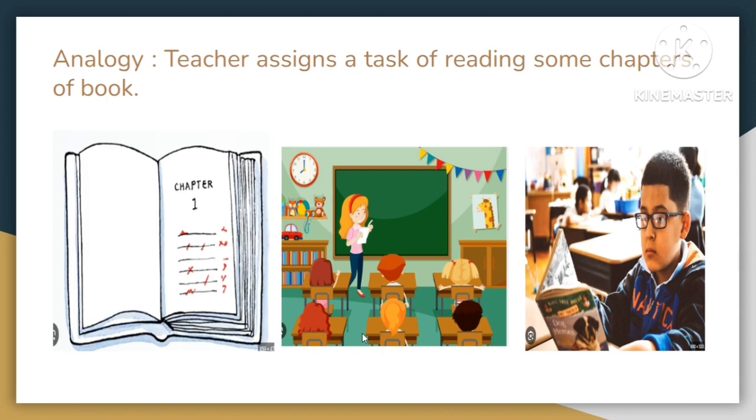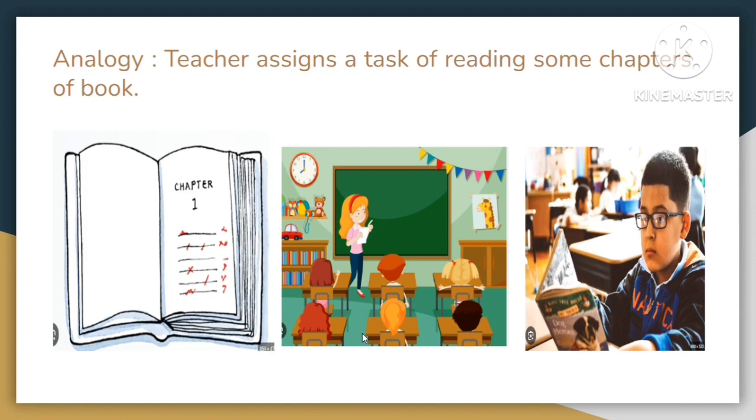So what will be done by a student. For example, I will give a book to a student to read some chapters. So what will the student do? The student will follow some strategy to read the chapters. For example, there are 200 chapters in the book, and I am giving only 7 to 8 chapters to the student to read. Okay, so I write the chapter numbers on the blackboard or whiteboard.